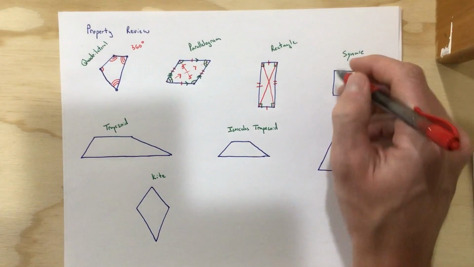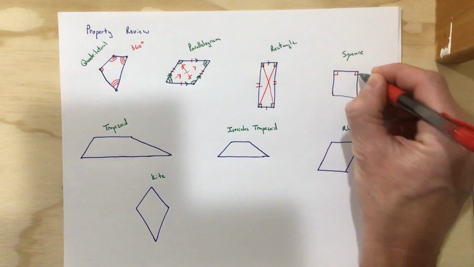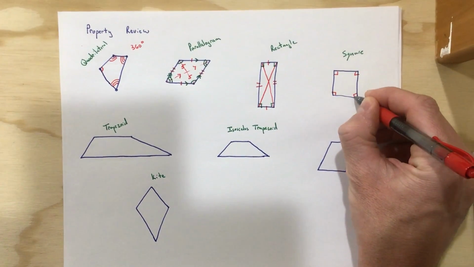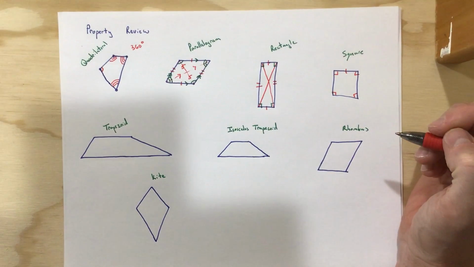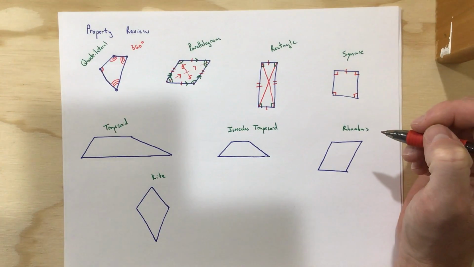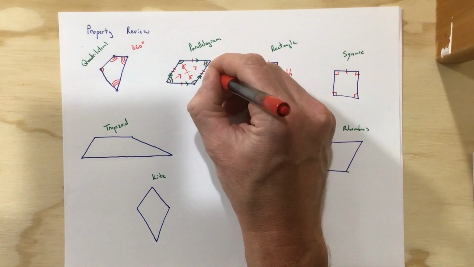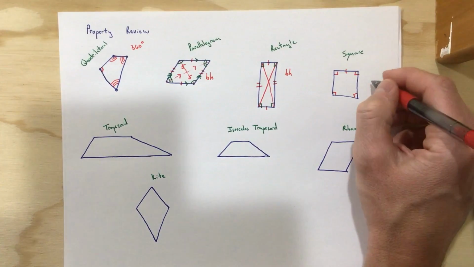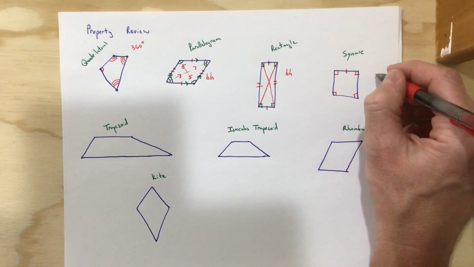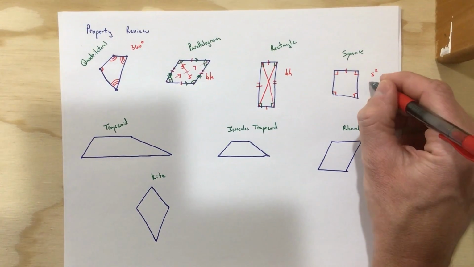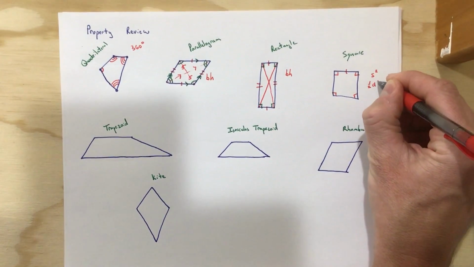A square just adds one layer. Certainly, they're all 90 degrees, and then all the sides are the same. We add the fact that here the area is base times height, or length times width. Here it is base times height. Certainly, since the base and the height are the same, a lot of people just say side squared, but it's also one half of the diagonal squared.